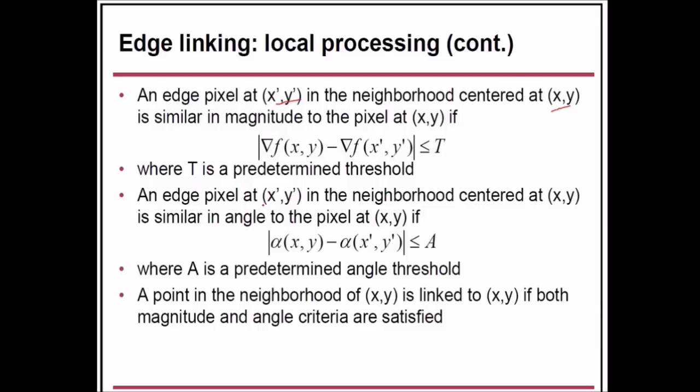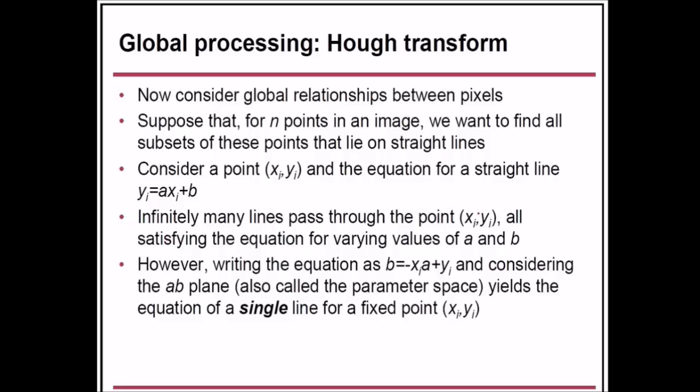An edge pixel at x',y', a different position in the neighborhood centered at x,y, is similar in angle to the pixel at x,y if the angle at x,y minus the angle at x',y' is less than or equal to some predetermined angle threshold. So a point in the neighborhood of x,y is linked to x,y if both the magnitude and angle criteria are satisfied.